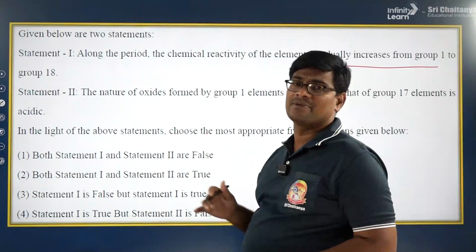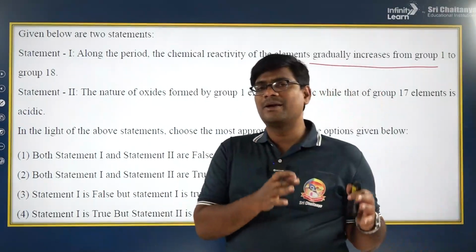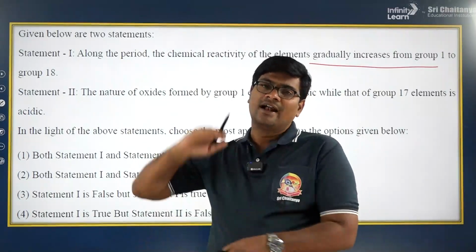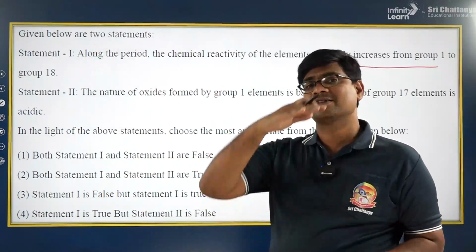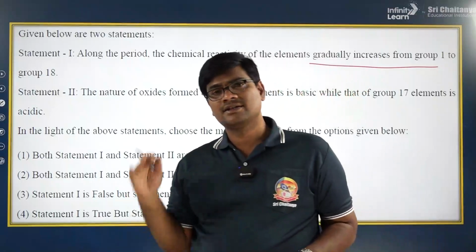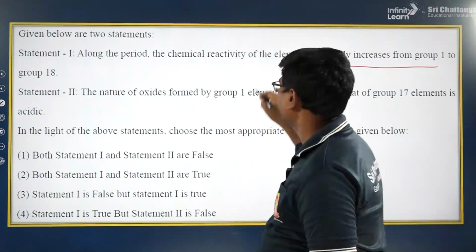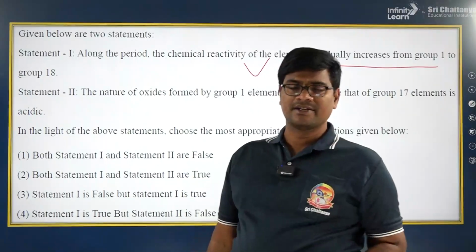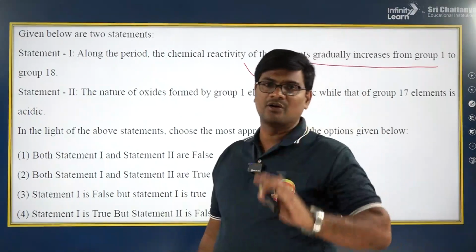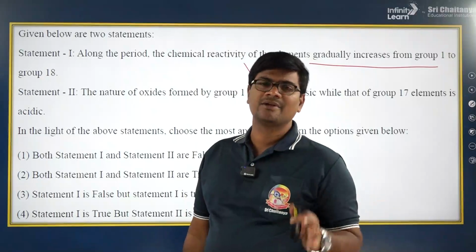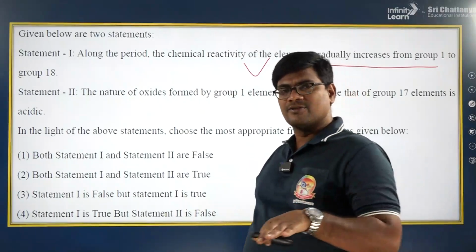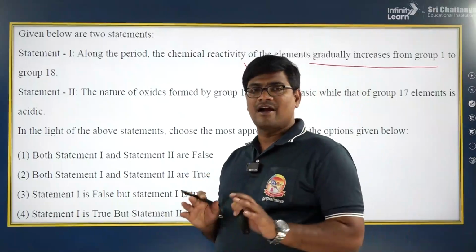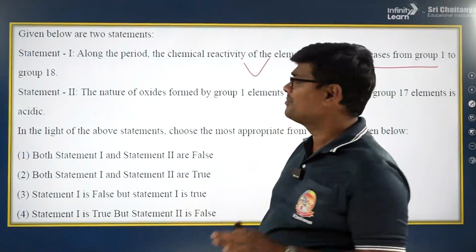In a period, at the beginning the metals are more reactive, then the reactivity slowly decreases and again it increases. That means reactivity first decreases and then again increases. We get a V pattern in the case of reactivity. I am talking about the general trend, reaction with air or reaction with water. Metals are extremely reactive, then reactivity slowly decreases and then again increases. There is no gradual decrease or gradual increase. Therefore, the first statement is wrong.